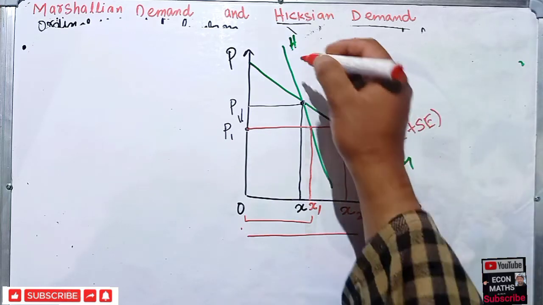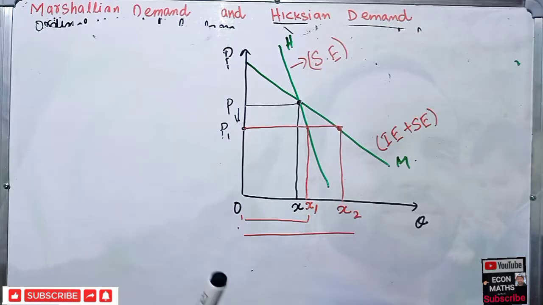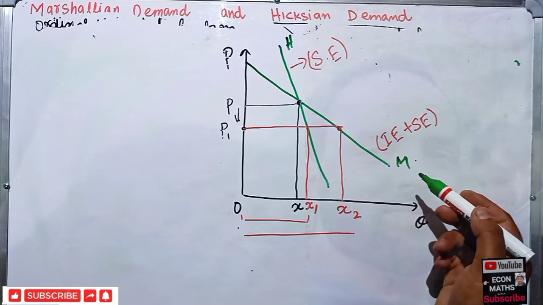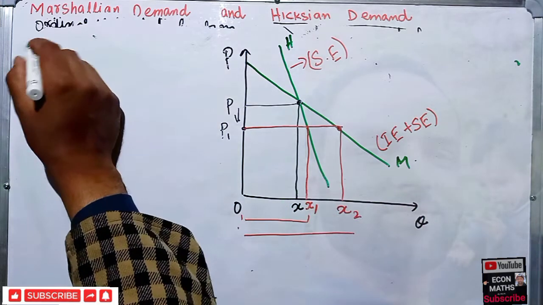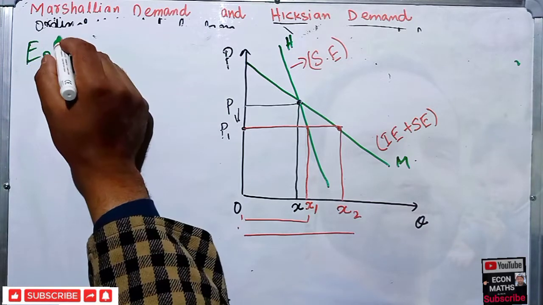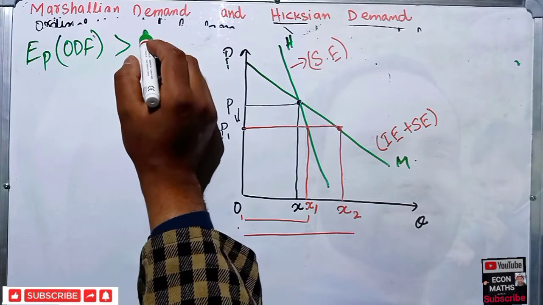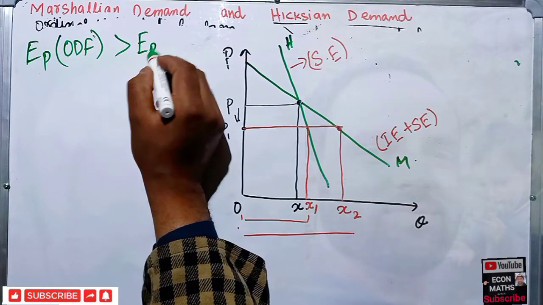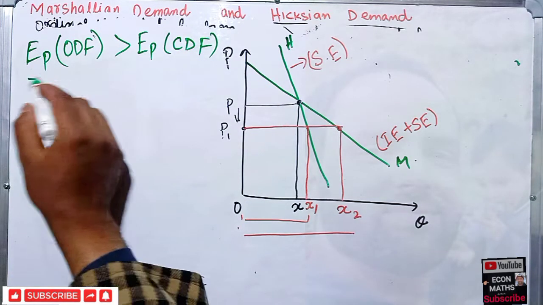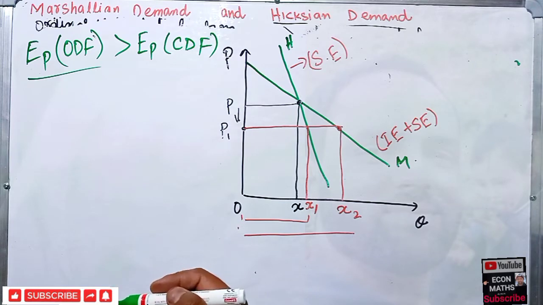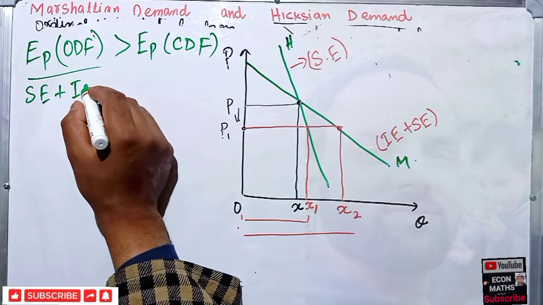Okay, but on the Hicksian demand function, only the substitution effect takes place. So that means this Marshallian demand function is more price elastic than the Hicksian demand function. That is, I can write that the elasticity of demand in the case of the ordinary demand function would be greater than the elasticity of demand in the case of a compensated demand function. Why? Because in the ordinary or Marshallian demand function, both substitution effect and income effect take place.